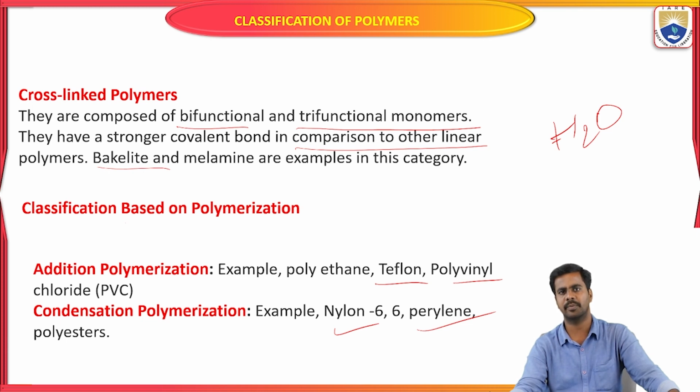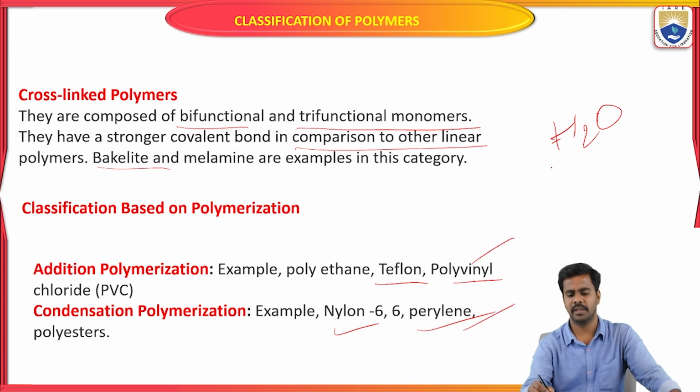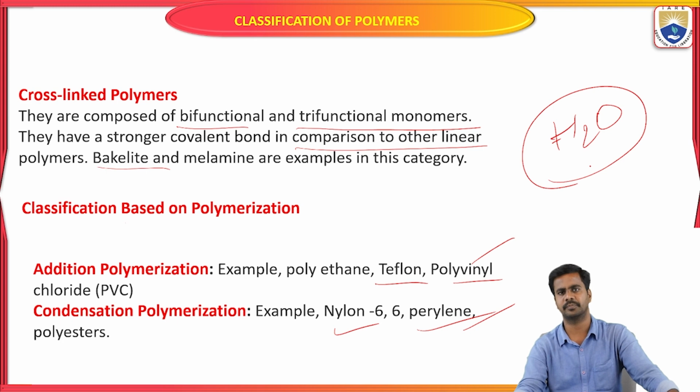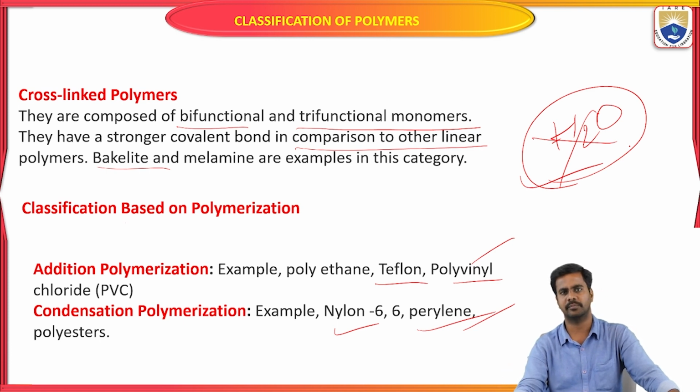So the key difference between addition and condensation polymerization reactions is the elimination of byproduct. In addition polymerization, there is no elimination of simple molecules, that is water molecules. In condensation polymerization, a water molecule will be eliminated as a byproduct. So that is the major difference between addition polymerization and condensation polymerization reactions.